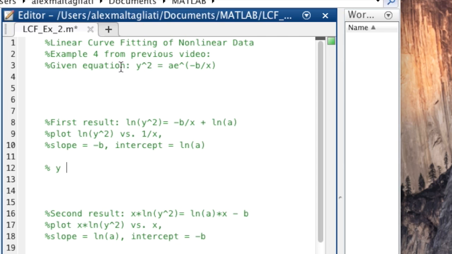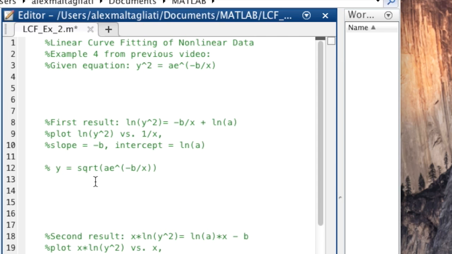So looking at this equation here, we see what y squared is equal to. To isolate y, we can just take the square root of both sides and we'd get y equals the square root of a e to the negative b over x. Okay, and before we can actually assign this y value, we need to assign values for the constants a and b, and also the vector x.